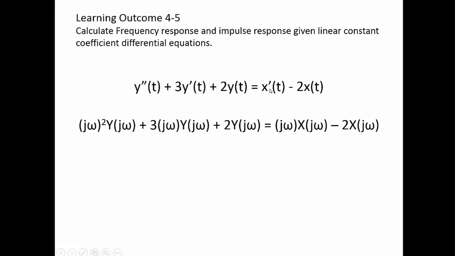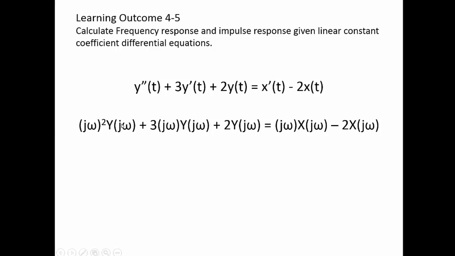On the right-hand side, x prime of t becomes j omega X of j omega, and minus 2x of t becomes minus 2X of j omega. We have the minus 2 because of linearity. A lot of this you're going to do automatically, but make sure you know which properties you're actually applying.